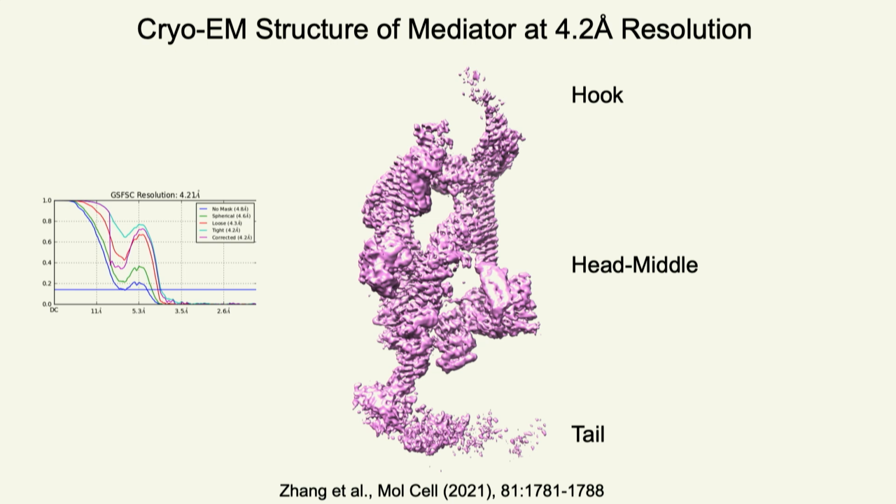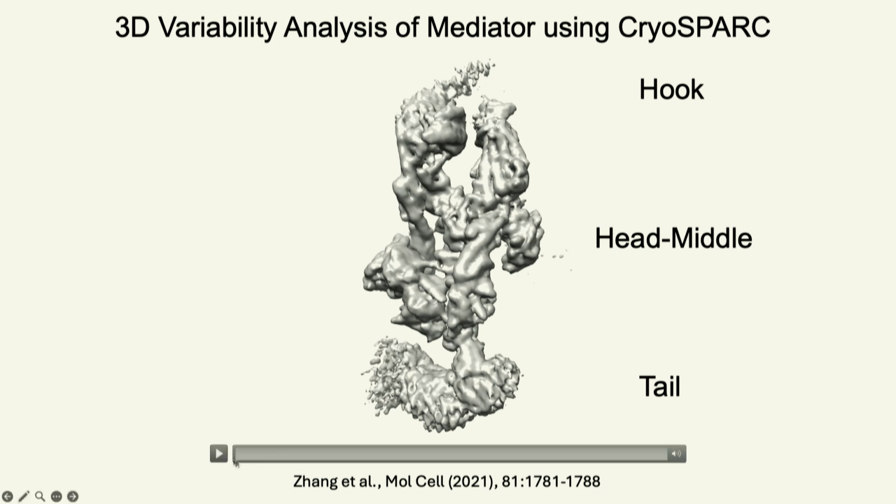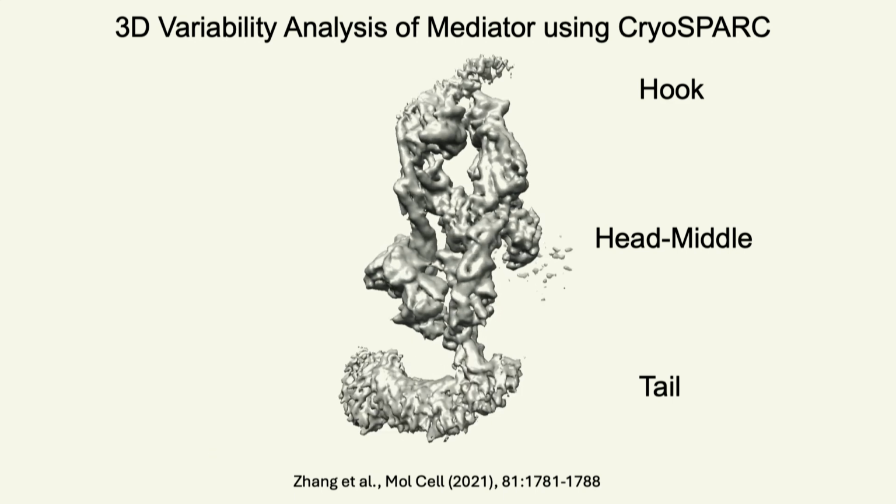This is commonly used in the cryo-EM field. This map shows the tail module on the bottom, the head and middle modules in the middle, and the hook on the top. Compared to the head and middle modules, you can see that the tail and the hook are still very noisy. So we also did 3D variability analysis for this Mediator, and this is the short movie. You can see that the tail is moving a lot, right? So the tail is flexible.